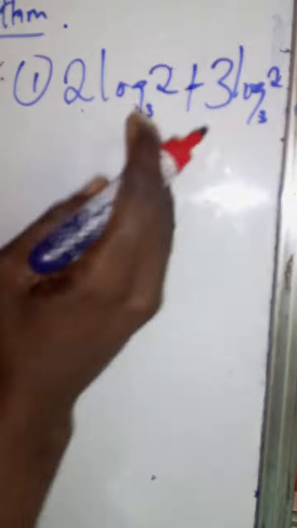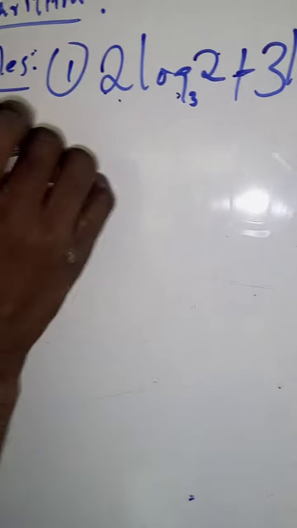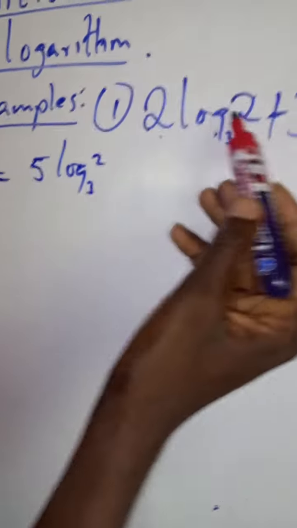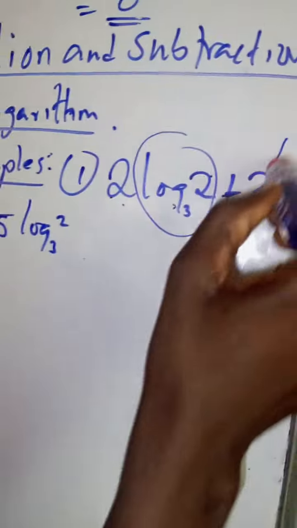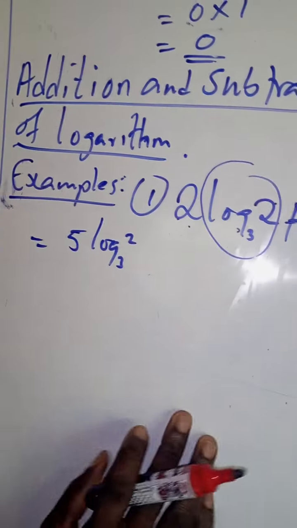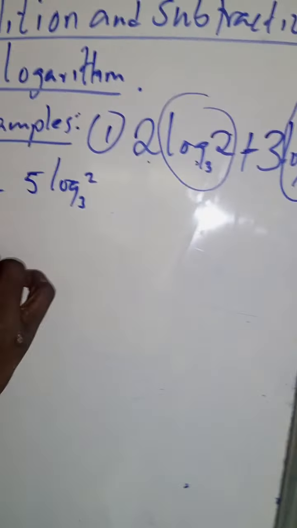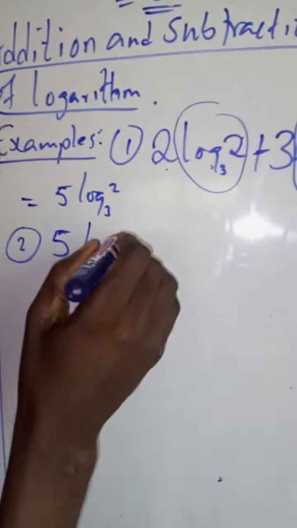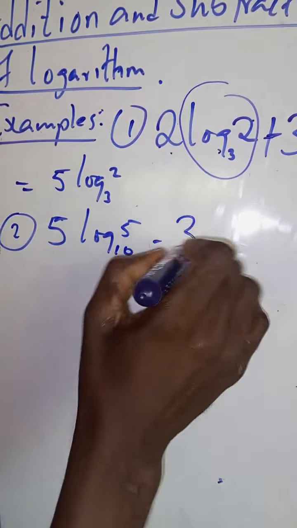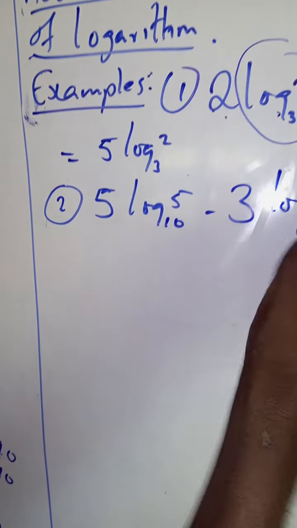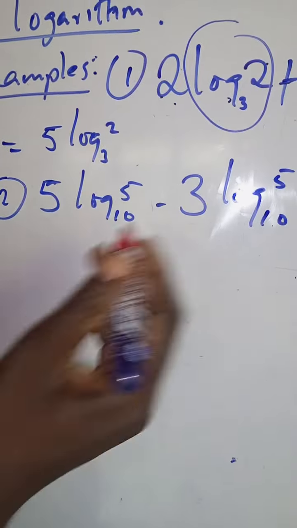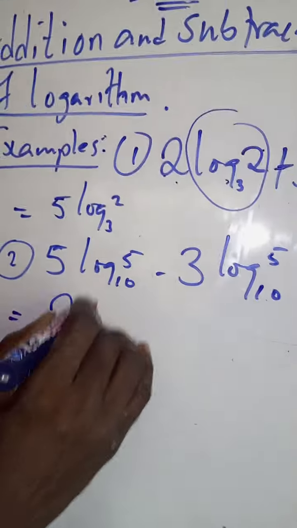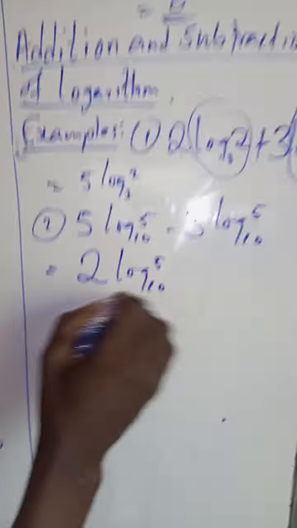That's why if you are working, you work towards them having the same base. So this one now, if I add, is going to give me 5 log 2 base 3, because these are the same thing. So I can also subtract. If I have 5 log 5 base 10 minus 3 log 5 base 10, I can subtract it to be 2 log 5 base 10.